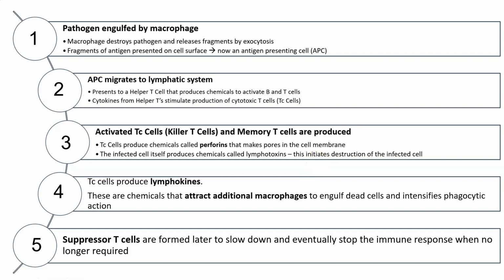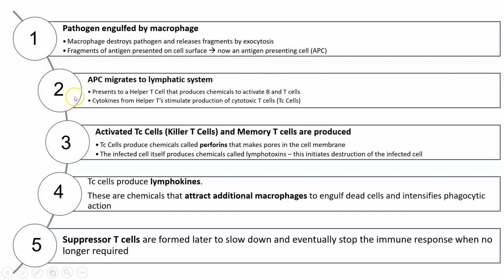So just as a summary for what's going on here, let's go from the beginning and work our way through it. Pathogen is engulfed by a macrophage through phagocytosis. The macrophage will destroy the pathogen and release fragments of that pathogen by exocytosis. However, some of that pathogen fragment are presented on the cell surface. So this macrophage now becomes an antigen presenting cell.